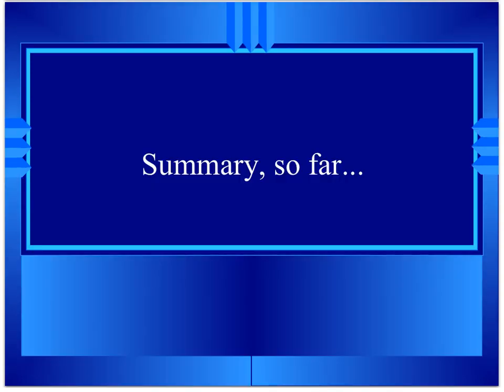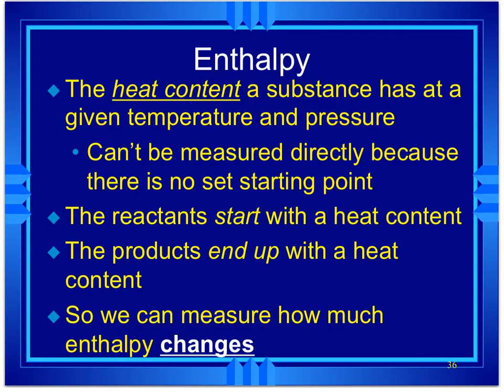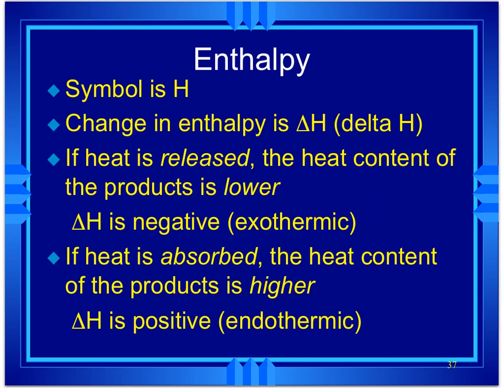So the summary so far really has to do with this idea of enthalpy. So remember that enthalpy is the heat content of a substance at a given temperature and pressure, and it can't be measured directly because there's no set starting point. The reactants start with the heat content, the products end with the heat content, so we can measure how much this enthalpy is changing over time. Also, you need to know that the symbol for enthalpy is this H. The change in enthalpy is the delta H.